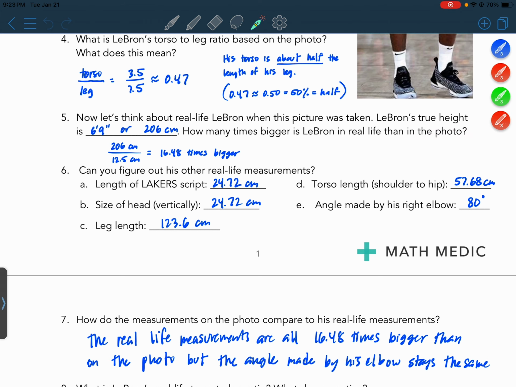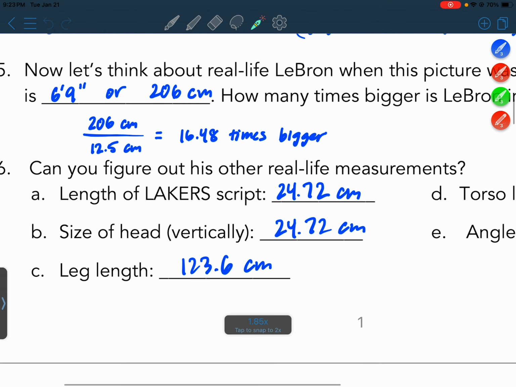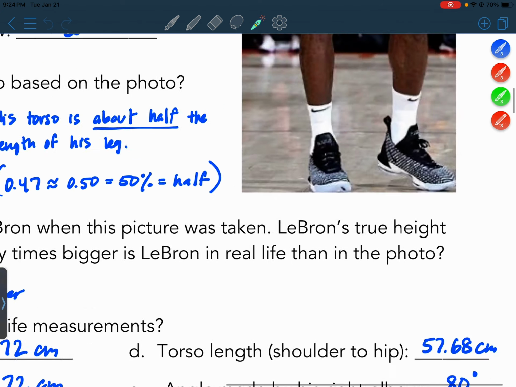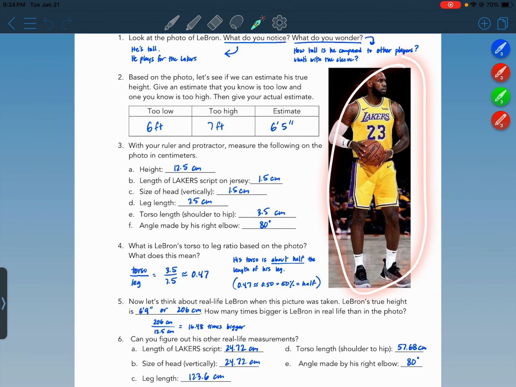So again, we can use a ratio, right? We're looking at his real life measurement in centimeters versus his photo measurement in the same units, centimeters. Dividing one measurement by another gives this value 16.48, which is close to 16.5. So we can conclude that the real LeBron is 16.5 times bigger than what you see here in this photo.